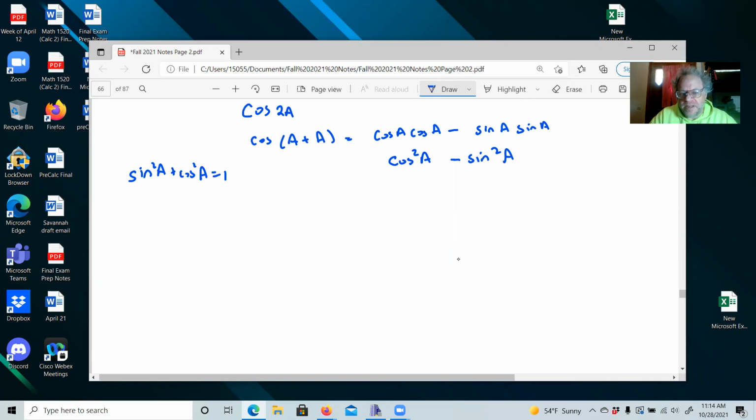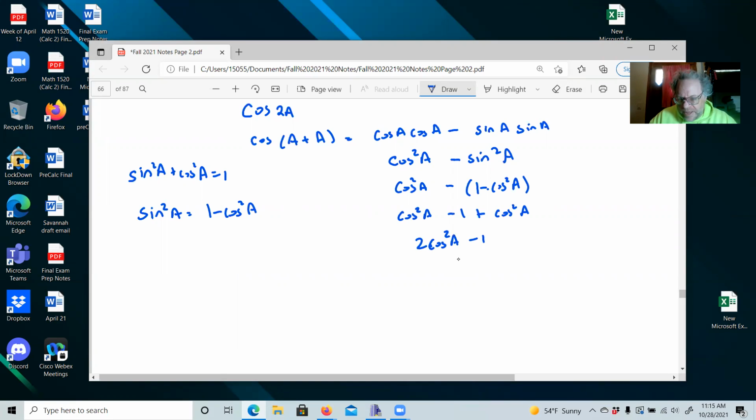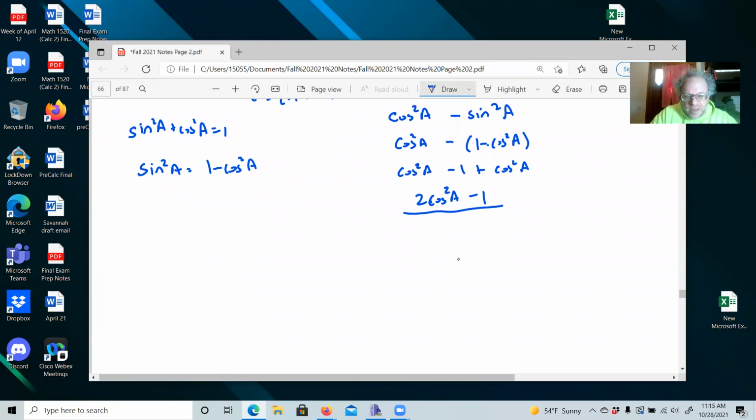So we can replace some things, right? We could say, well, sine squared is really 1 minus cosine squared, isn't it? So we could say this is cosine squared A minus 1 minus cosine squared A. A little bit of algebra here. So we have cosine squared A minus 1 plus cosine squared A, and we end up with 2 cosine squared A minus 1.